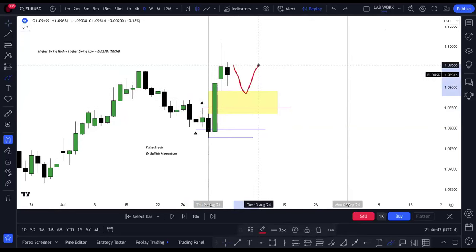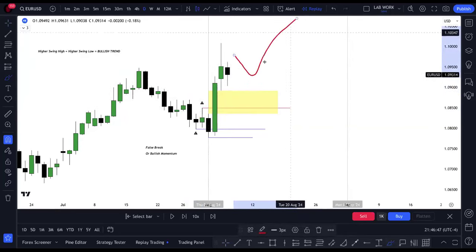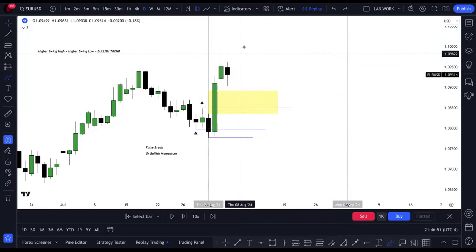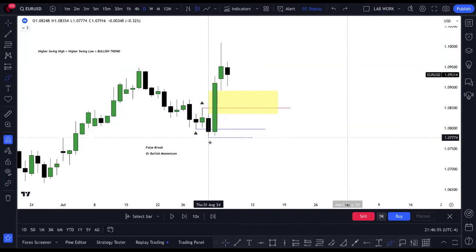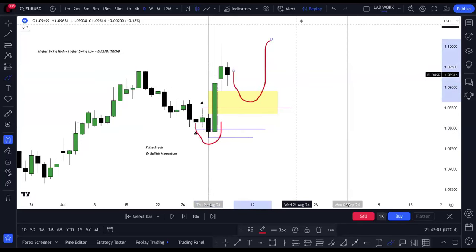Sometimes it gets close and it fails. It gets close to make the higher swing low in it. Sometimes it happens like that. But oftentimes I see it trade into it and then run away. And it's going to do it in a three-bar formation, just like this. See how it's one, two, three? It's going to do the same thing, one, two, three, and go up.